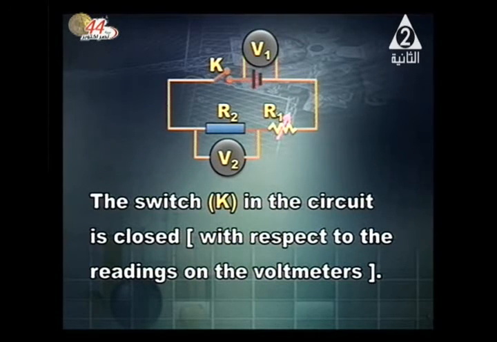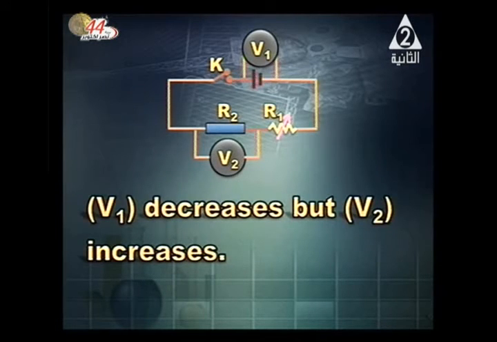As a matter of fact, V1 was maximum. When closing the switch, it decreases. And what about V2? V2 was 0, but when closing the switch, it reads a greater value. So V1 decreases, but V2 increases.